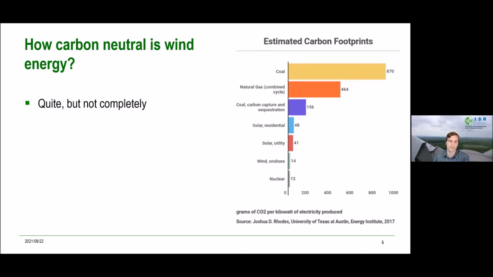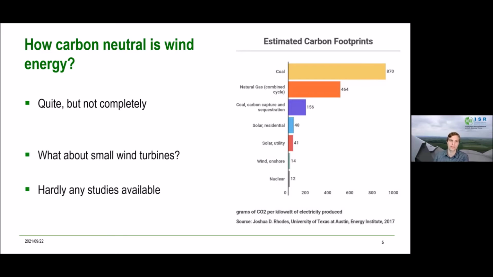When I went into the literature, I saw that there isn't much published on small wind turbines. So we don't know much about how eco-friendly or how sustainable they actually are. And the few studies you find give a very wide range of values. So we thought we have to look into this ourselves.